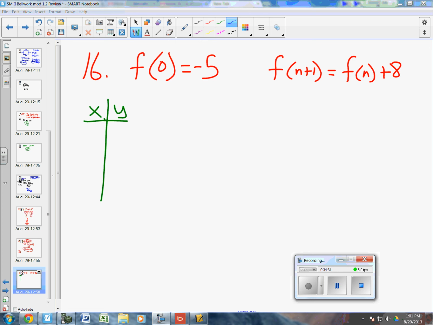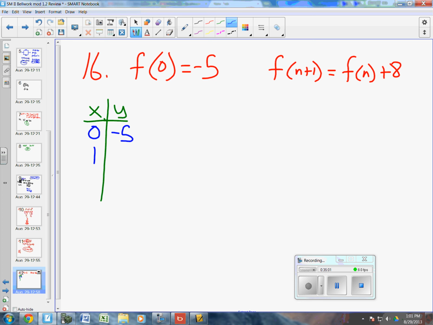Everybody ready? Okay. If f of 0 is negative 5, that tells me what my first terms are, right? What are they? 0 and negative 5, right? So I want to get the next term in the sequence. Well, this is a recursive formula. n plus 1 means the next term, doesn't it? So to get the next term, what's my next term? 1, right? My next term is 1.